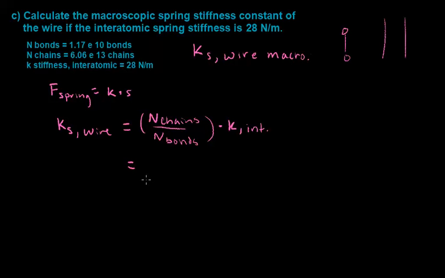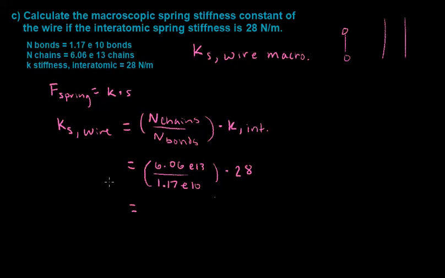But of course, now we are just going to plug in all these values. So the number of chains is 6.06 times 10 to the 13th. And the number of bonds is 1.17 times 10 to the 10th bonds. And this value in parentheses is going to be multiplied by 28 newtons per meter. And of course, all we have to do is plug this into our calculator.